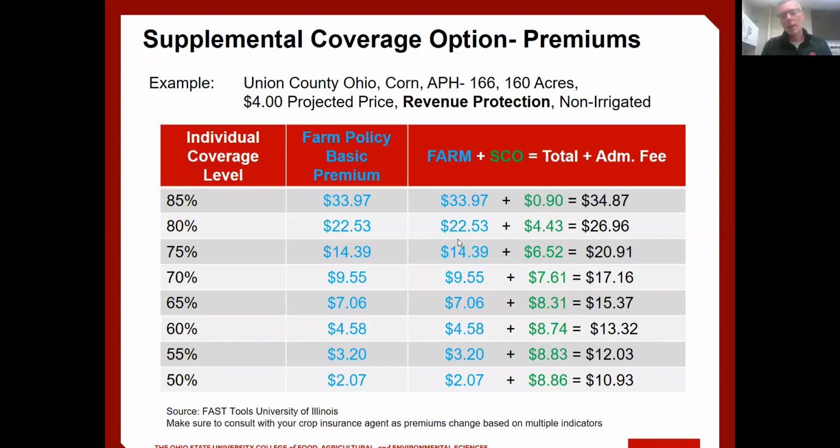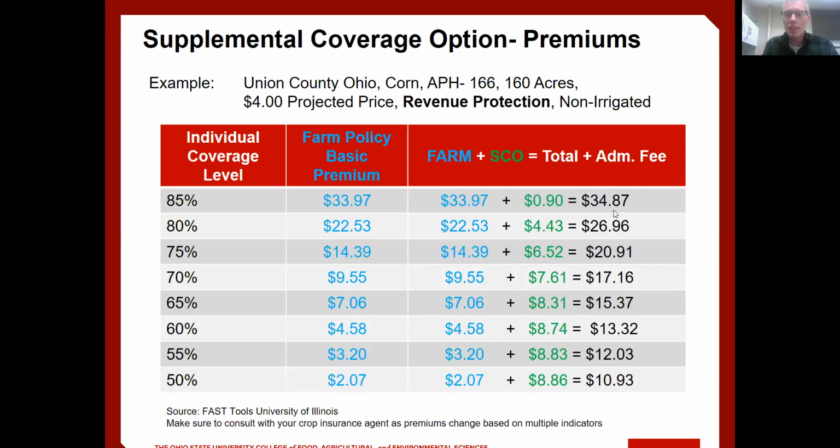If we look at what we mean by premiums, what I've got here in the blue column, these are farm basic premiums. So we see that for 85% coverage for this county, Union County, Ohio, at an APH of 166 bushels on 160 acres with a $4 projected price, we can get 85% individual coverage for $33 or $34. If we add on SCO, we're paying an additional 90 cents to get that additional 1% to get us up to 86% for a total premium of $34.87.